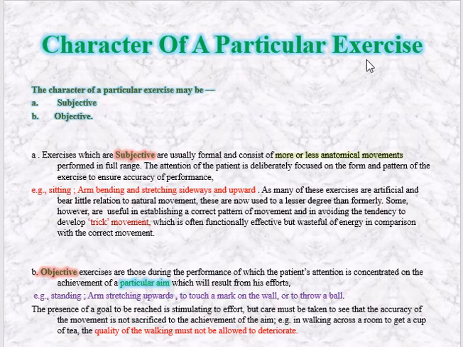The character of a particular exercise may be subjective or objective. Basically, exercises which are subjective are usually formal and consist of more or less anatomical movements performed in full range. The attention of the patient is deliberately focused on the form and pattern of the exercise to ensure accuracy of the performance. Look at the example: sitting position, then arm bending and stretching sideways and upwards.